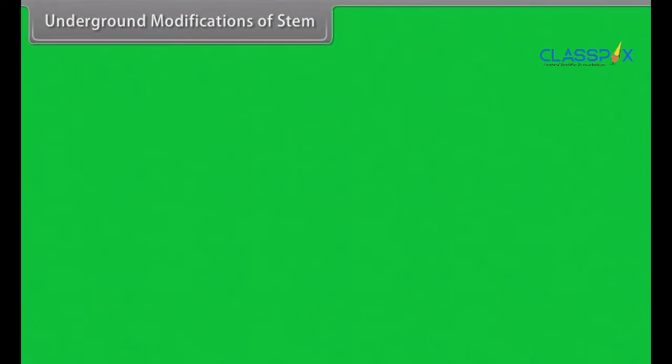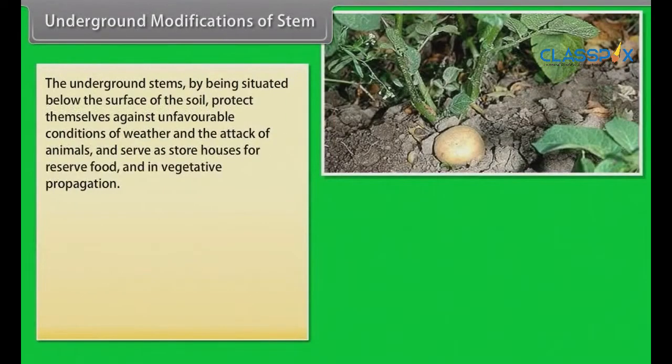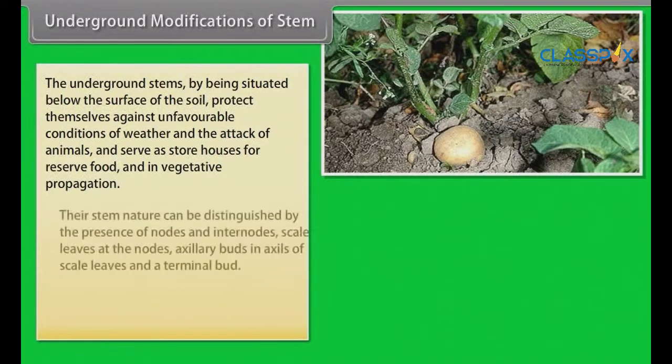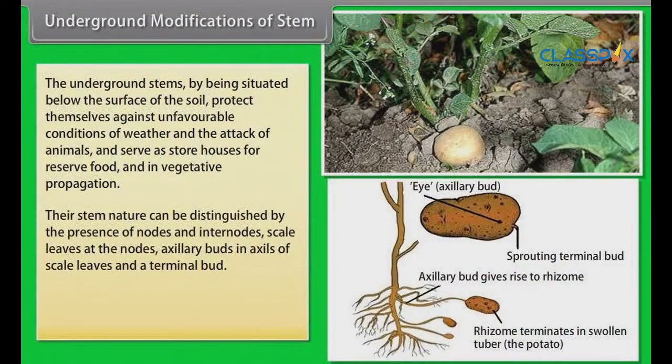Underground modifications of stem. The underground stems, by being situated below the surface of the soil, protect themselves against unfavorable conditions of weather and the attack of animals, and serve as storehouses for reserve food and in vegetative propagation. Their stem nature can be distinguished by the presence of nodes and internodes, scale leaves at the nodes, axillary buds in the axils of scale leaves, and a terminal bud.